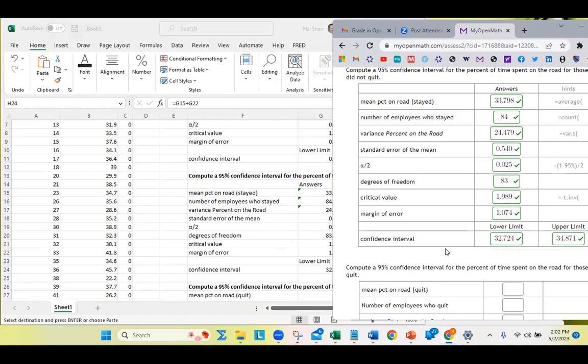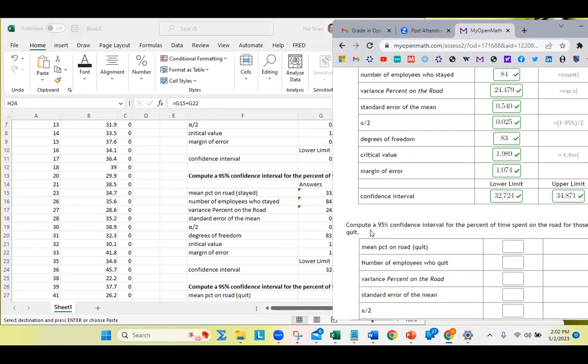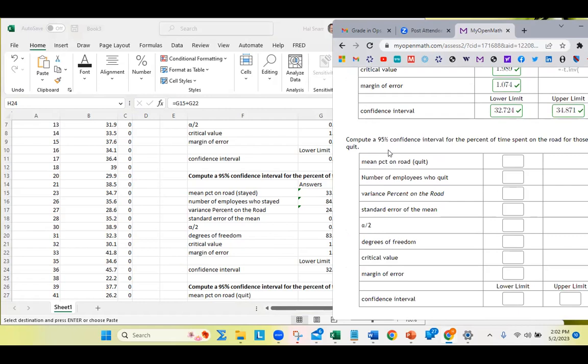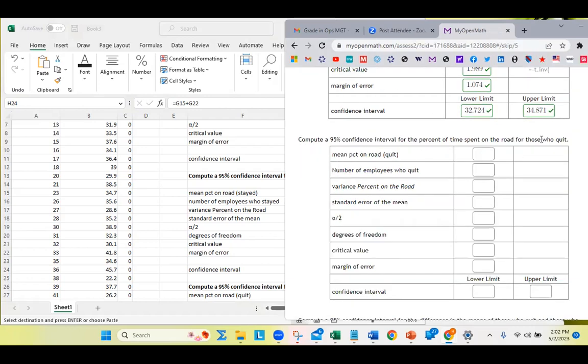Okay. You got green check marks? Yep. All right. Now we're going to do the same thing, but this time we're going to do it for those who quit, right? So this is the rep. Why do we repeat things over and over and over? Why do you practice the same drills over and over in baseball? So remember, muscle memory. Exactly. You practice to get better, right?